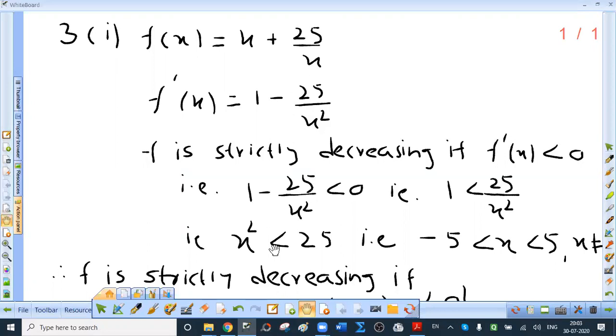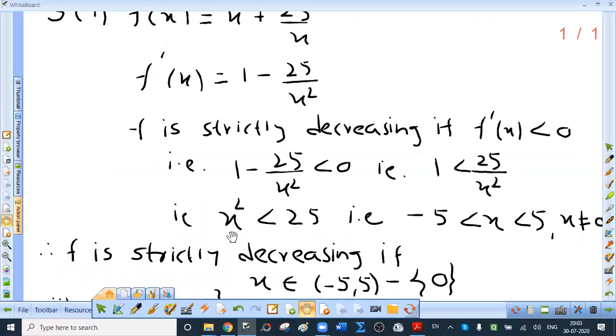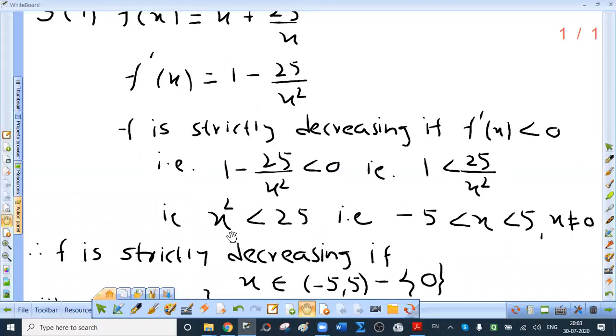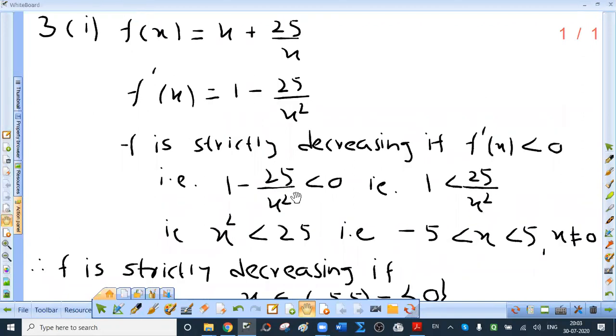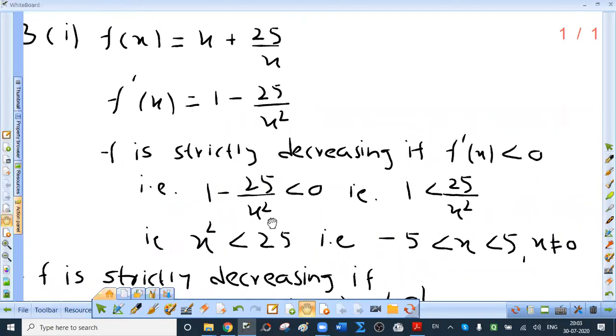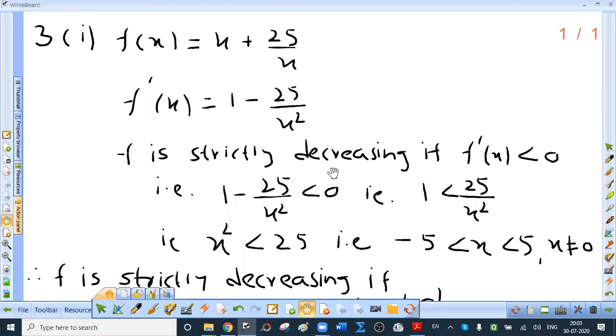Now how to solve this inequation? That gives me minus 5 less than x less than 5. Of course, x is present in the denominator in the original function. So I will say f is strictly decreasing if x belongs to open interval minus 5 to 5 excluding 0, because if the denominator vanishes, that is absurd. Okay, so the final answer is x belongs to open interval minus 5 to 5 excluding 0. Write down this.